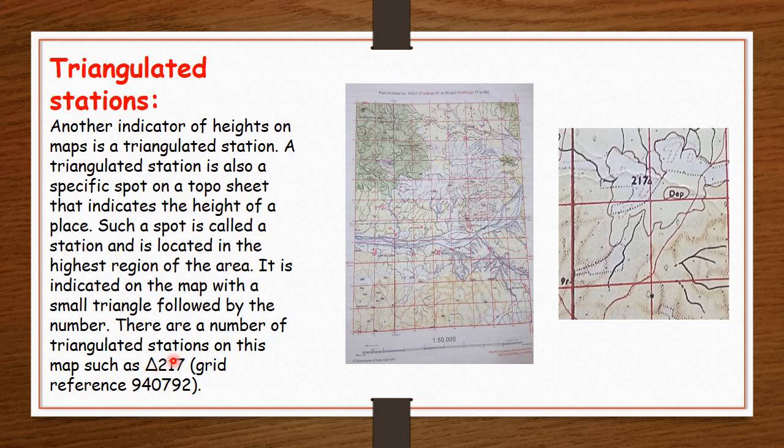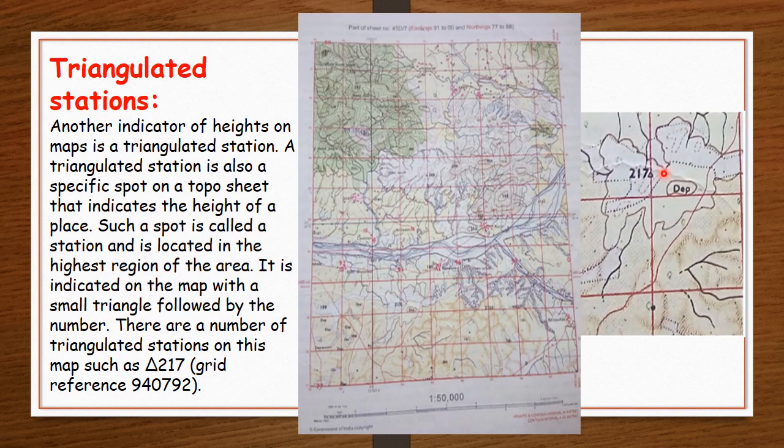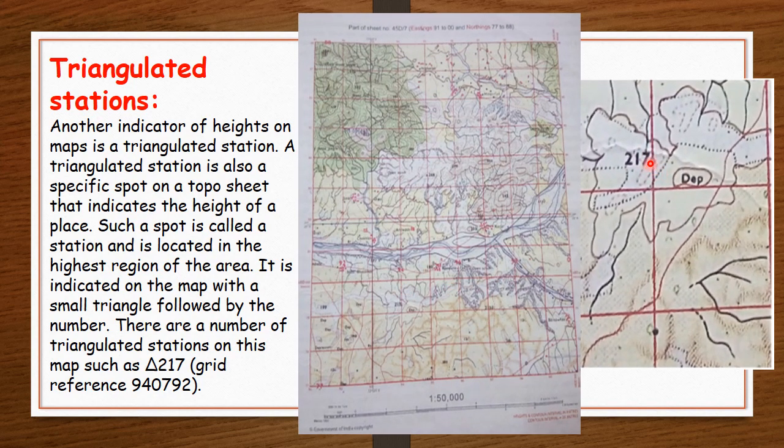There are a number of triangulated stations on this map, such as, let's find out the triangulated station 217, which is given in 4-figure grid 9479, or 6-figure grid 940792. So here we will find out the 217, and if you see the triangle that is given, it is over here, right? So in this way the triangulated stations can be identified on the topo sheet very easily.